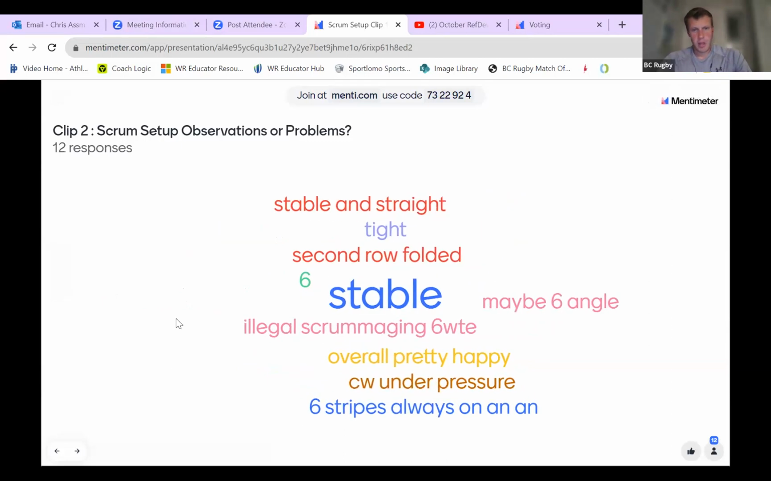Awesome. So if we look at our answers here, stable and straight, tight, second row folded, we have a number of different angles. A lot of these pieces are, I guess, more minute, and the outcome is the same. The ball actually ends up in the first receiver's hands as opposed to a free kick. And just quickly before we move on, this has nothing to do with the actual referee decision making. This is just what's important and how we can be aware and zoom in to actually what matters in setting up a scrum, if that makes sense.